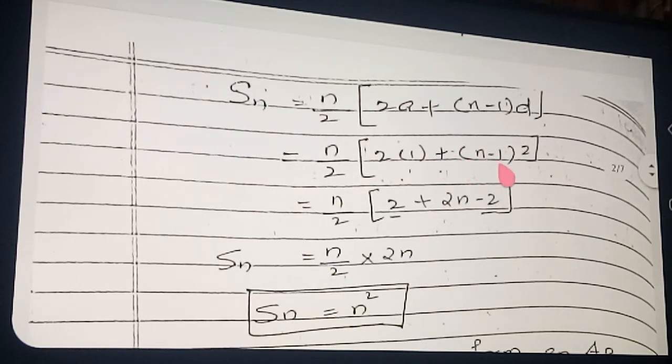It is 2 plus, open the bracket, 2n minus 2. So this plus 2 and this minus 2 will cancel. Now what will you get here? 2n. So n by 2 into 2n. The 2 up and down cancel again. So what will you get? n into n, n square. So what is the value of Sn? Sn is equal to n square.